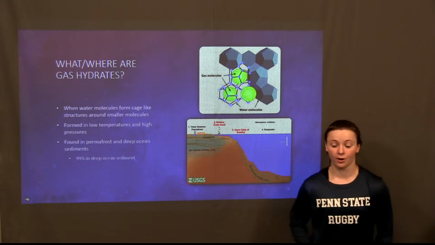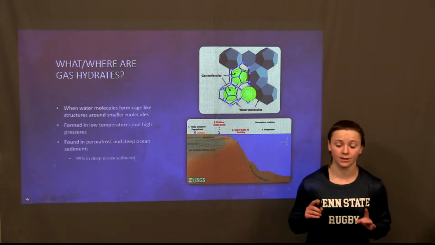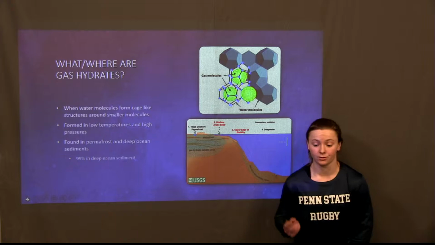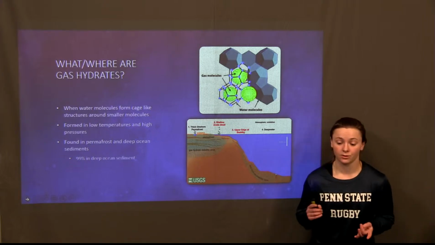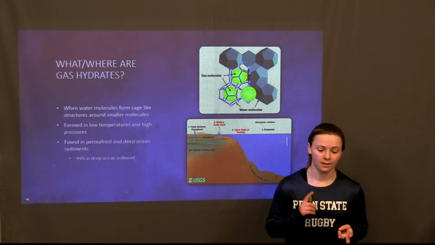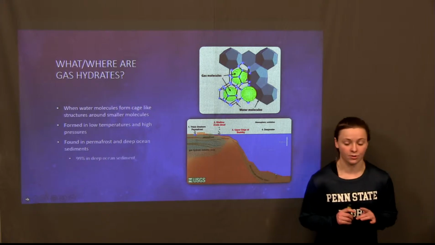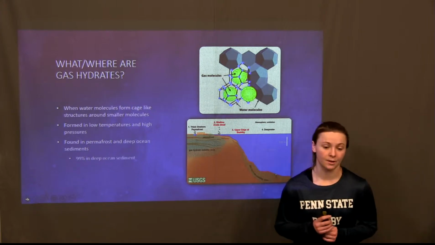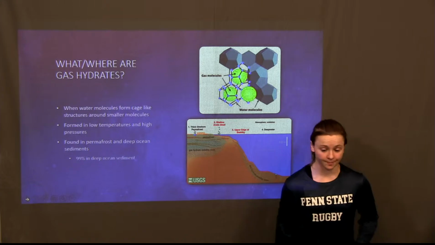Gas hydrates are when water molecules form cage-like structures around smaller molecules, with typical gas molecules including ethane, propane, CO2, and methane, with methane being by far the most common because of its smaller size.